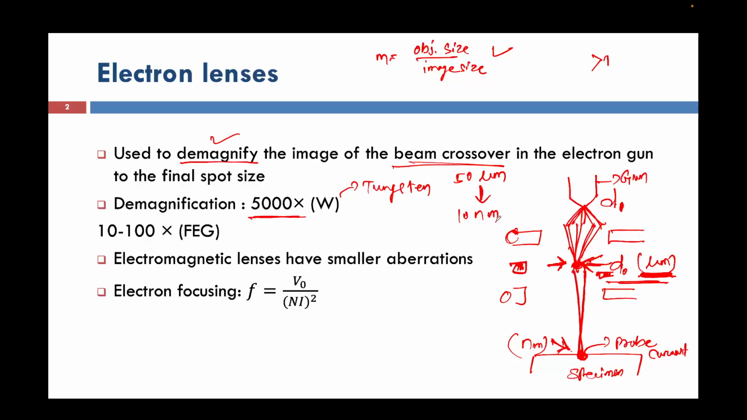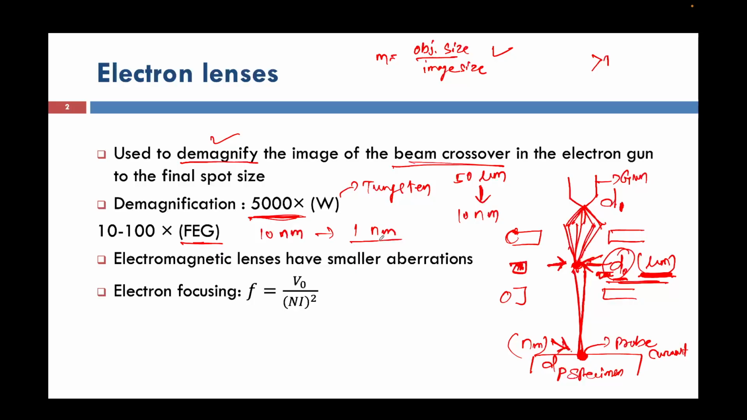Similarly, here it is in the order of 5000, but for a FEG, that means a field emission gun, we know that d0 is already very low. It is in the order of 10 nanometer. Still, even if it is in the order of 10 nanometer, we can make the probe tip, let's say I call it DP, in the order of 1 nanometer. So this is the physical significance of demagnification, right?